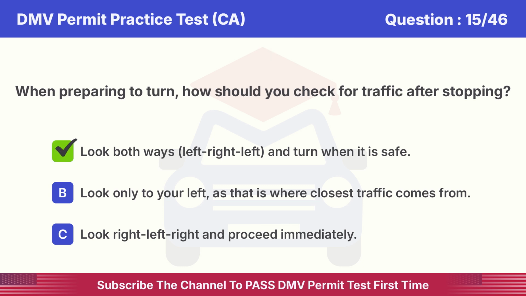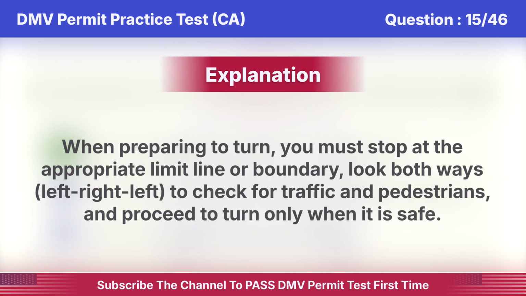Answer is A. Look both ways, left, right, left, and turn when it is safe. When preparing to turn, you must stop at the appropriate limit line or boundary, look both ways, left, right, left, to check for traffic and pedestrians, and proceed to turn only when it is safe.